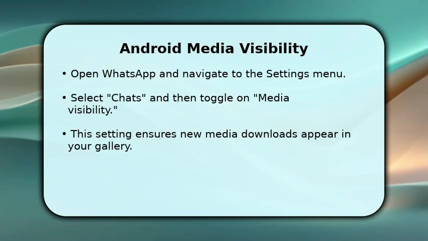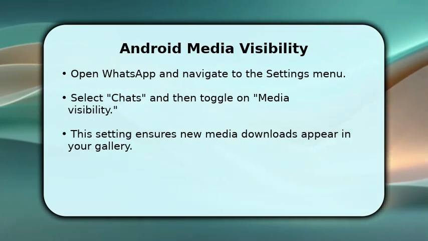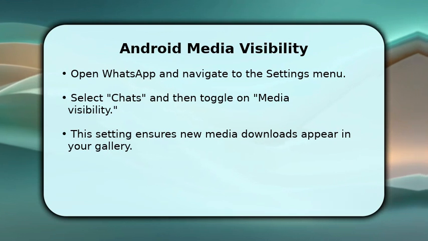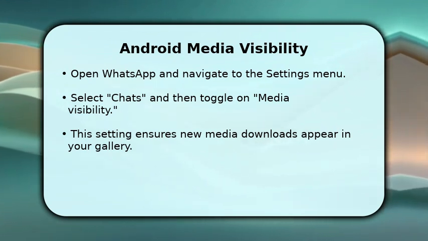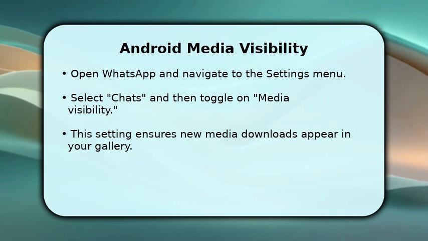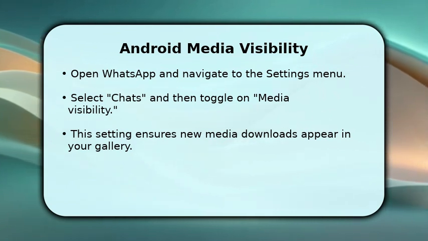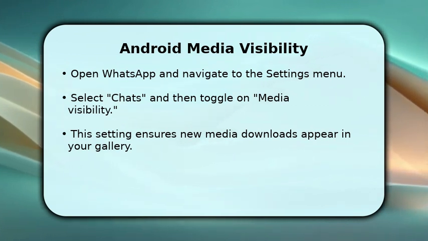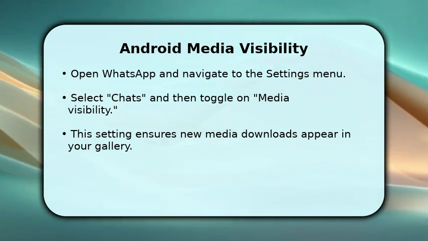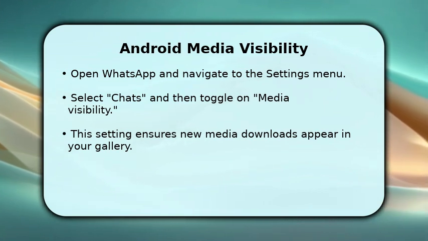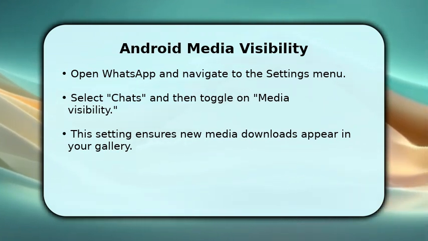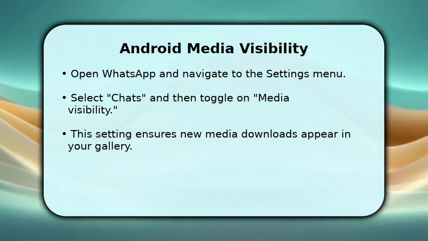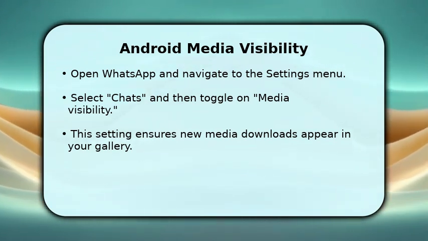For Android users, making your WhatsApp media visible in the gallery is quite simple. First, open your WhatsApp application and tap on the 3 vertical dots in the top right corner to access the main menu. From there, select Settings, then Chats. You'll see an option called Media Visibility. Make sure this toggle is switched to the on position. Once enabled, any new photos or videos you receive will automatically show up in your phone's gallery application, making them much easier to find and share.